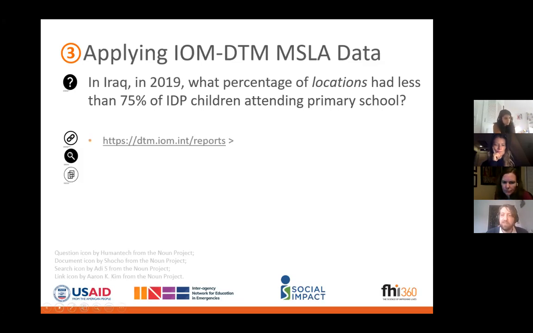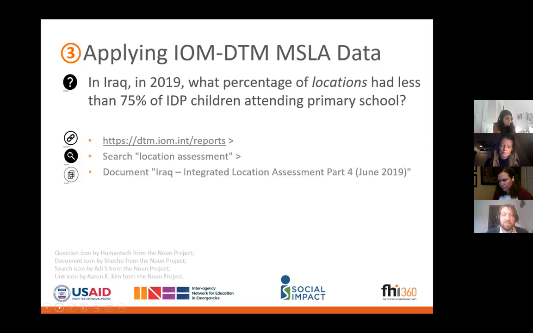To help you navigate, you go to dtm.iom.int/report. You'll want to search, in this case, for location assessments. And to help you along the way, you'll be looking for the Iraq Integrated Location Assessment Part 4, June 2019, because we're looking for the data from the more recent exercise from 2019. So let's see if some of you on the call can find this report, and see if you can answer the question as far as the percent of locations that had less than 75% of IDP children attending primary school.